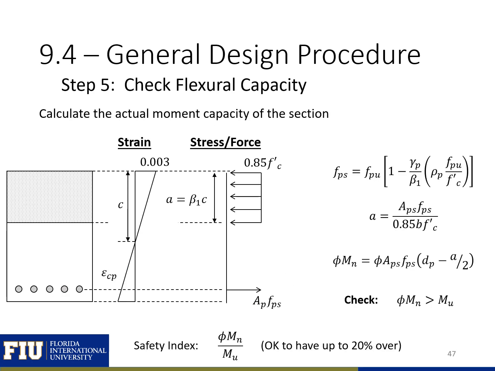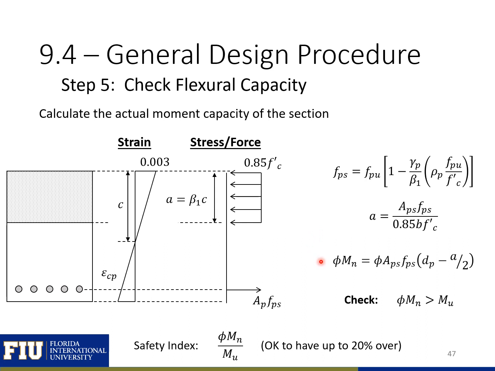We can next check our flexural capacity. So we need to calculate the actual moment capacity of our section. And if we have harped or draped strands, we need to calculate the ultimate capacity at several different points along the length of the beam. Here we can use either our ACI or AASHTO expressions to calculate our strand stress, or we can use the strain compatibility approach to find our strand stress and our nominal moment. Here I show the ACI expressions for a fully pre-stressed section. So we could calculate our strand stress, our compression block depth, and our factored nominal moment.